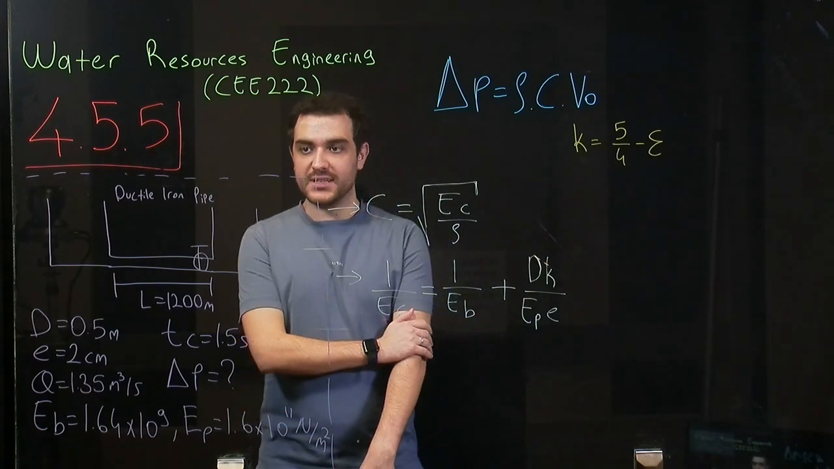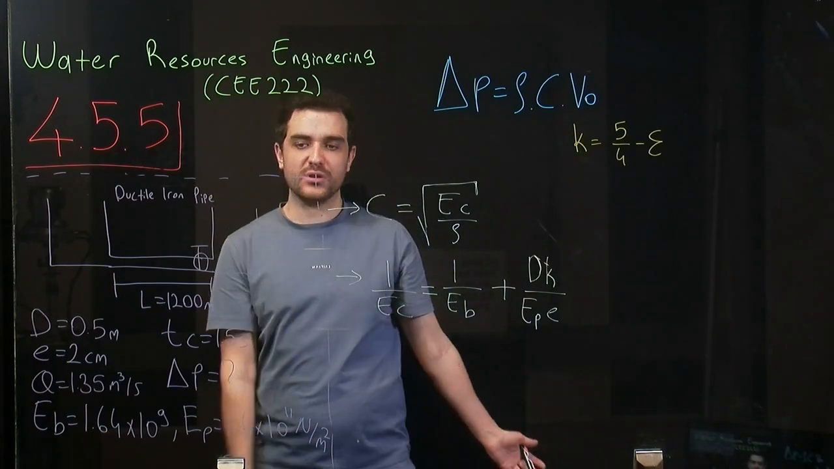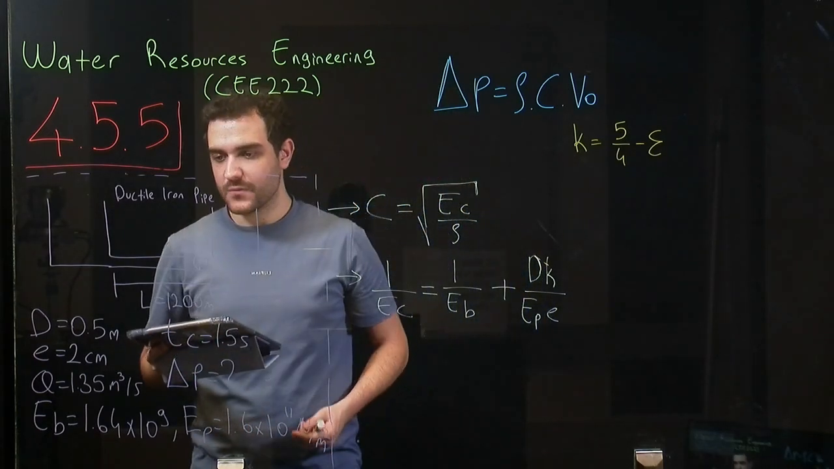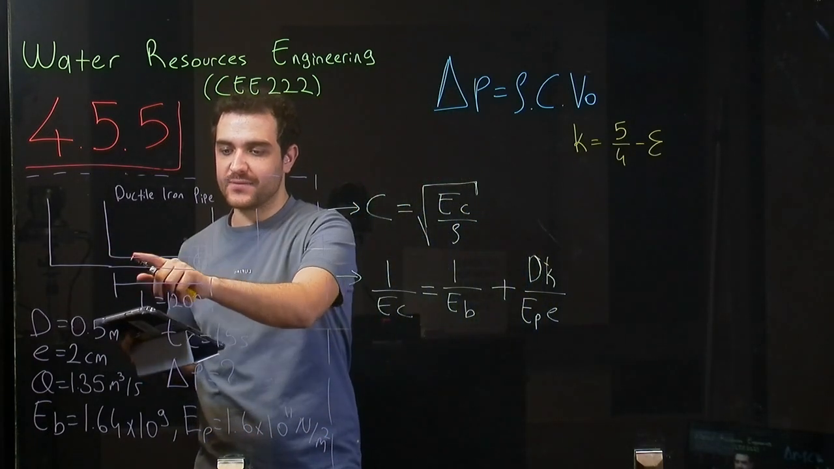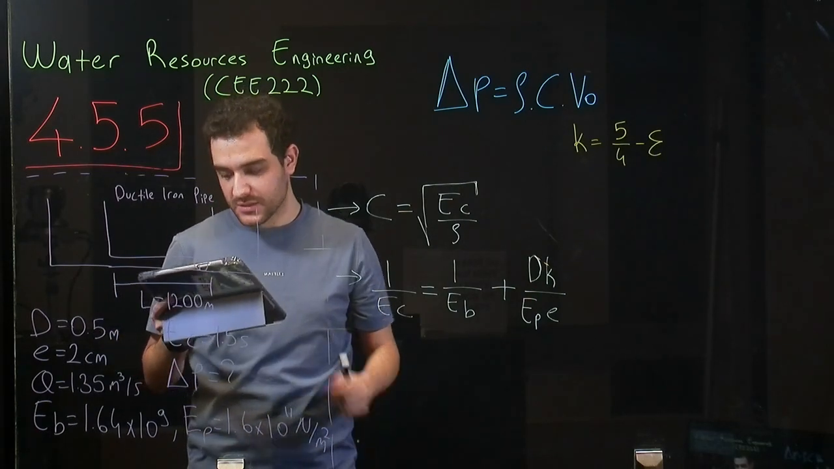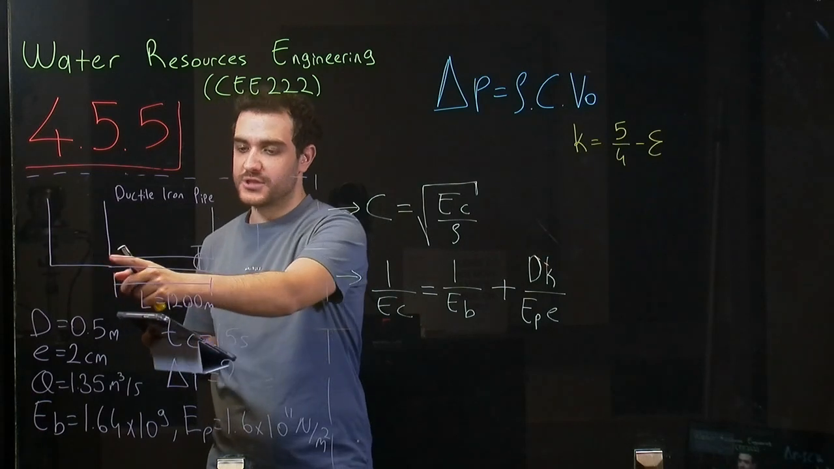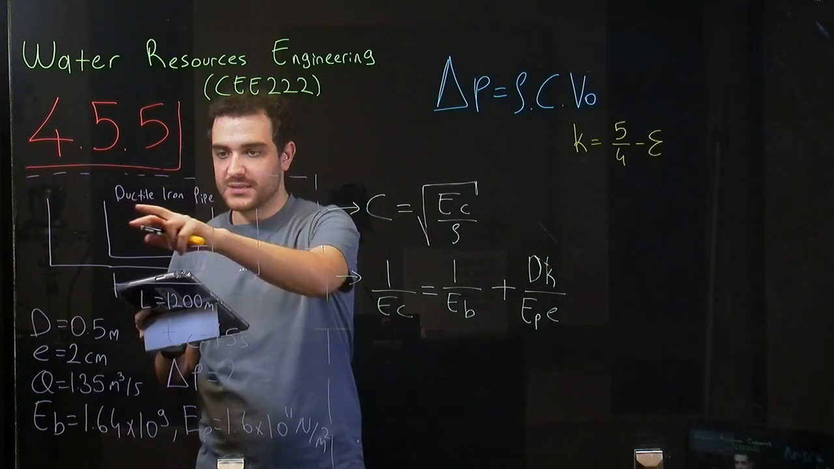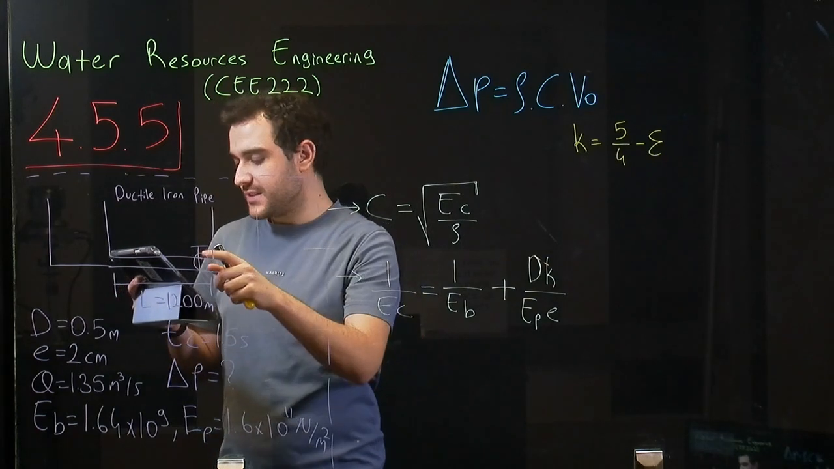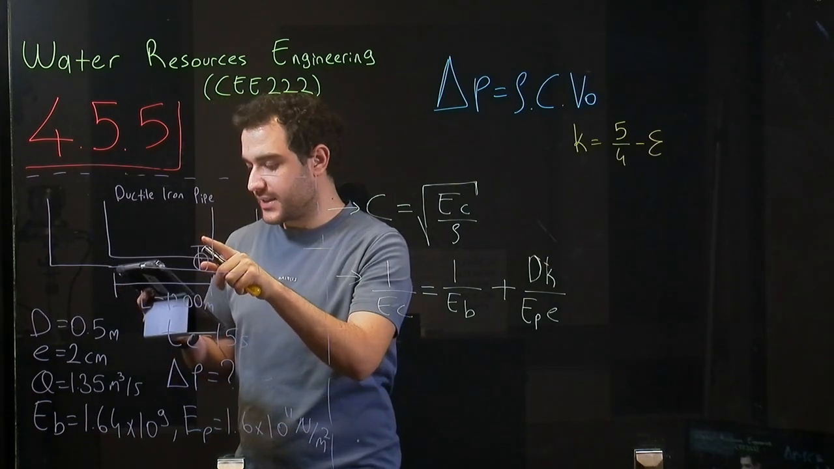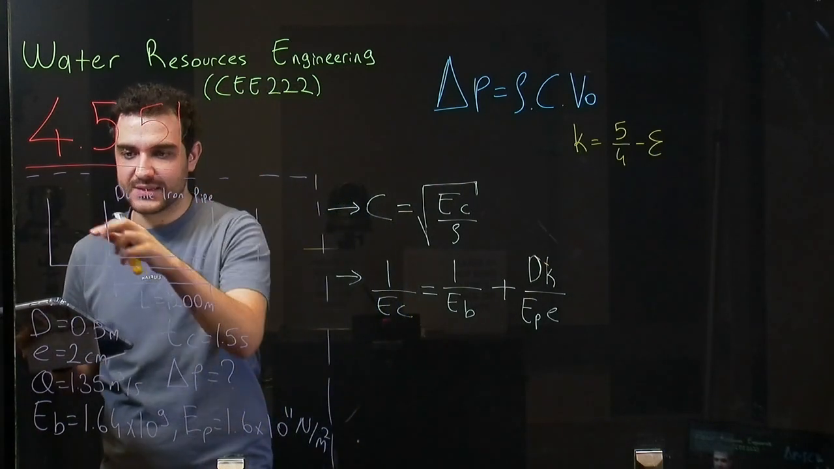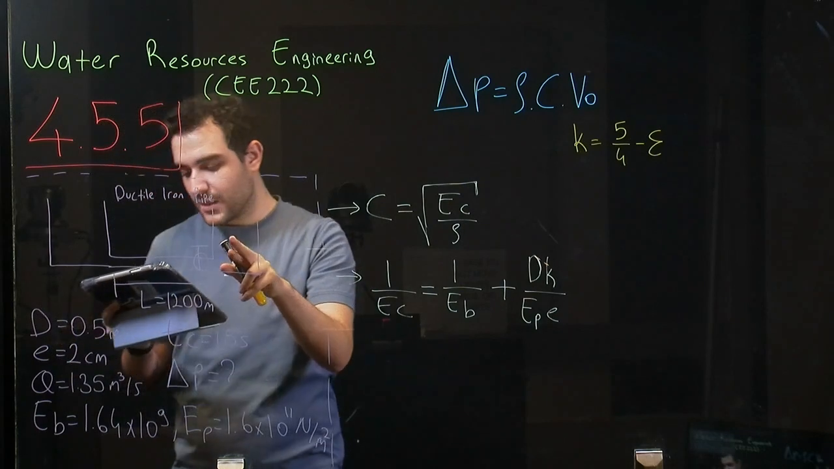Okay, let's continue with the second question, which is 4.5.5. So first, let me read the question. Here we have 2 reservoirs and 1 pipeline with a length of 1,200 meters. Water flows in this pipeline, and this is the type of the pipe, which is DIP. And the flow is controlled by a gate valve just opposite of the lower reservoir. And you can assume that this is upper reservoir and this is lower reservoir.